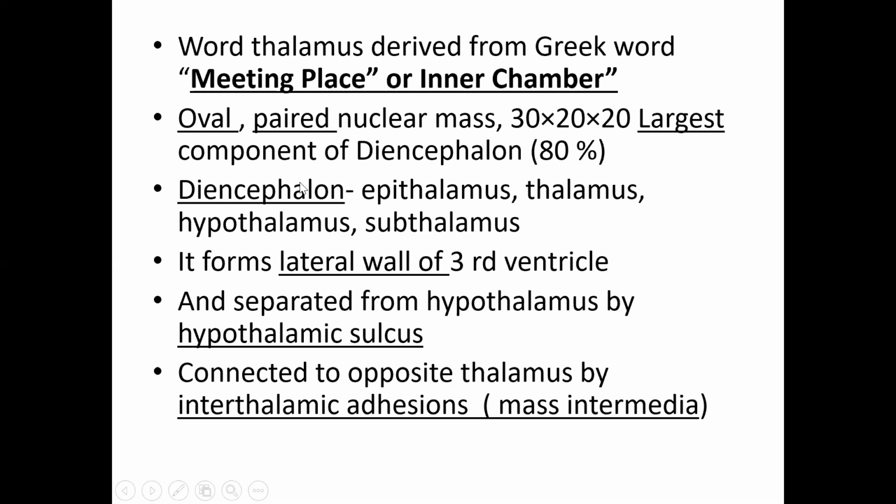The two thalami are oval, paired nuclear masses, with dimensions around 30 by 20 by 20. It is the largest component of the diencephalon. You know what the components of the diencephalon are: hypothalamus, epithalamus, metathalamus, and thalamus. Out of that, 80% is formed by the thalamus. It forms the lateral wall of the third ventricle, and it is separated from the hypothalamus by the hypothalamic sulcus. It is connected to the opposite thalamus by the interthalamic adhesion, also called the pars intermedia.